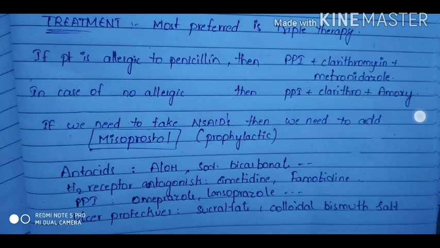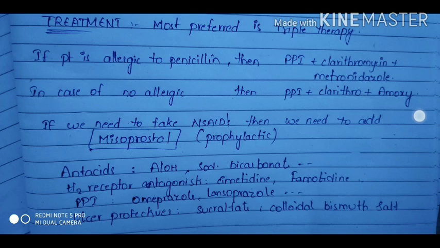And antacids are used. These neutralize the excess gastric acid and promote healing, and also reduce the number of recurrences. Some examples: aluminum hydroxide is preferred because of its fewer side effects. Sodium bicarbonate is also there, but aluminum hydroxide has fewer side effects when compared to sodium bicarbonate.